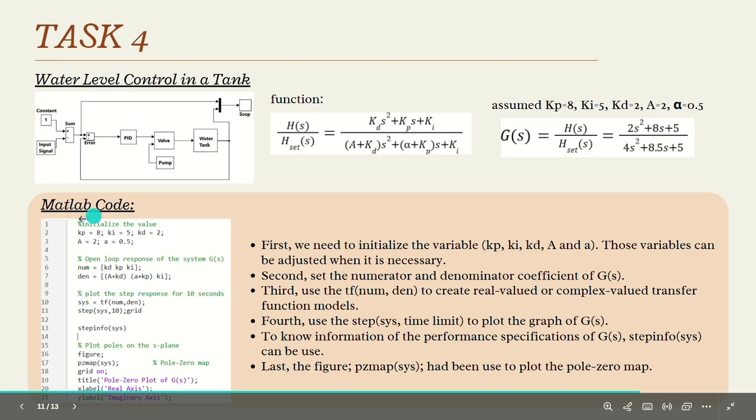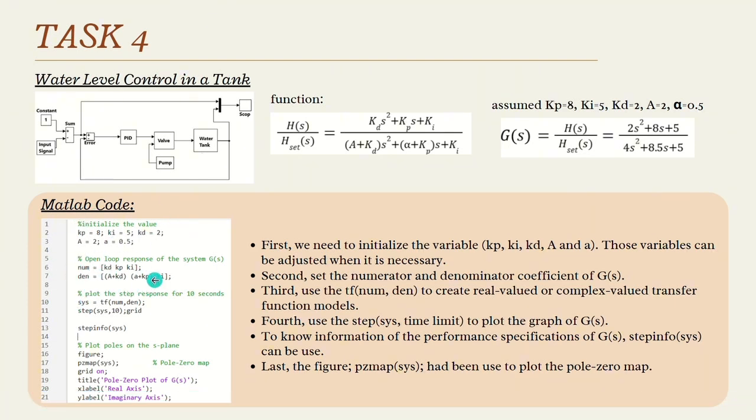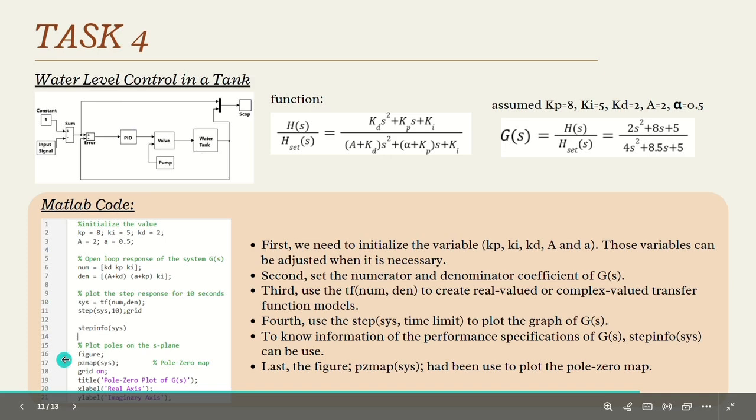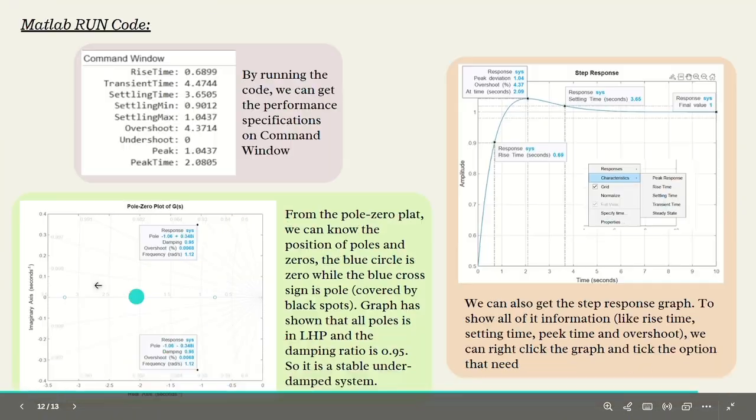Here we initialize and write the numerator and the denominator, and we use tf to get the transfer function. And the step here is to get the graph, and the step info is to get the performance specifications. And for the pole-zero, we use pzmap to get the poles and zeros. So after we run it, you can get all of this.